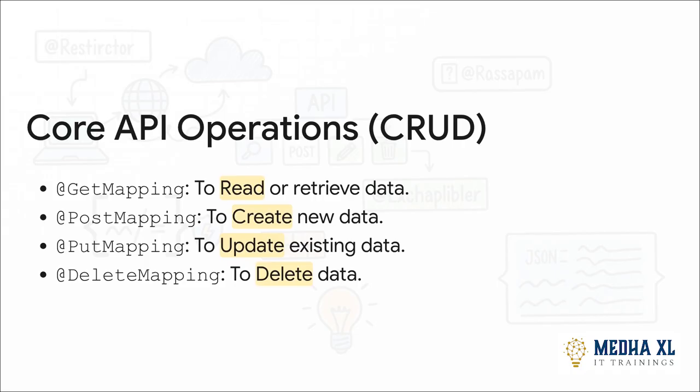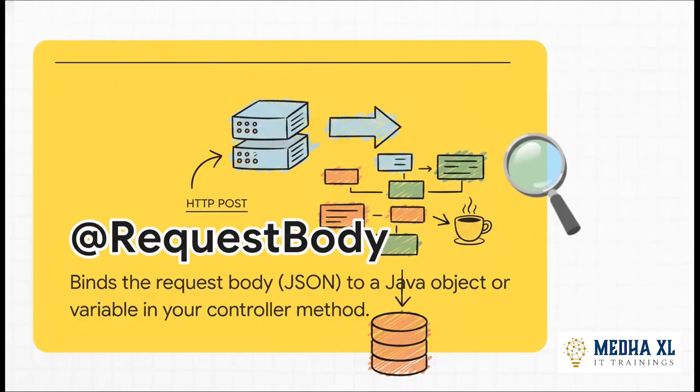You want to read data? Use @GetMapping. You want to create new data? @PostMapping. It's incredibly intuitive. Now, when we're creating or updating something, that new data has to come from somewhere, right? It comes in with the user's request. And that's where @RequestBody is essential. It tells our method, hey, expect some JSON data to come with this request, and please turn it into a Java object I can actually work with.